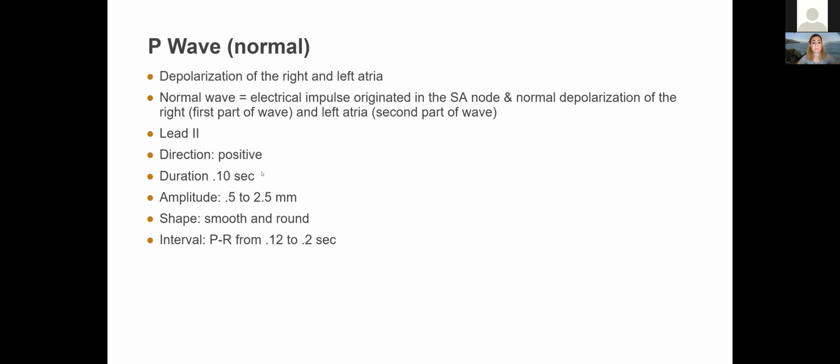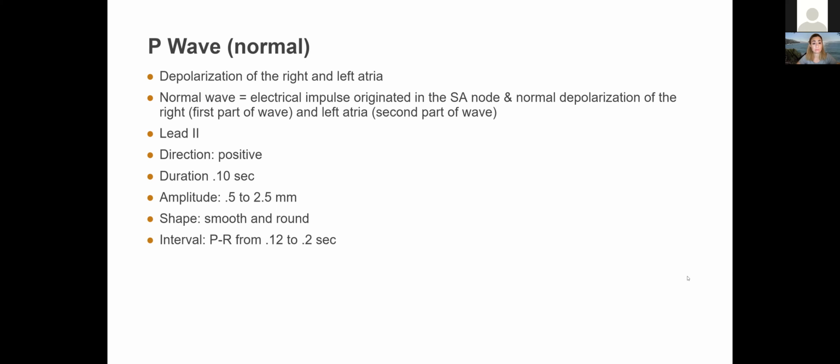The direction is positive, moving upward on an ECG. The duration is 1/10 of a second. The amplitude would be anywhere from 0.5 to 2.5 millimeters or millivolts, I believe. The shape is smooth and round, and the interval will usually last anywhere from 0.12 to 0.2 seconds from P to R.